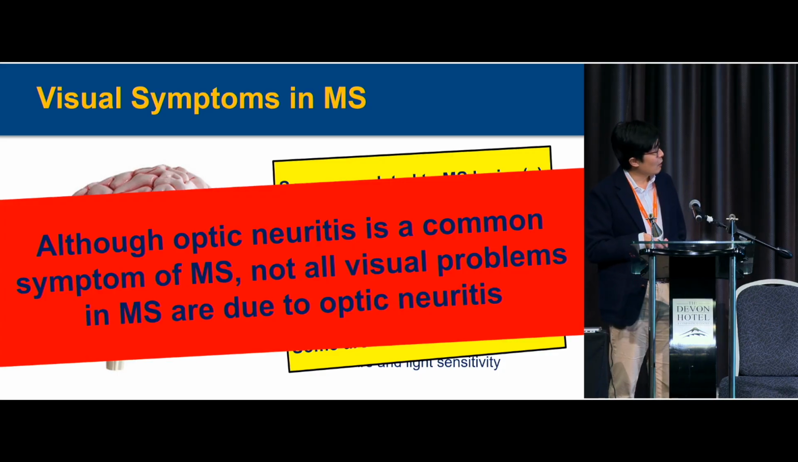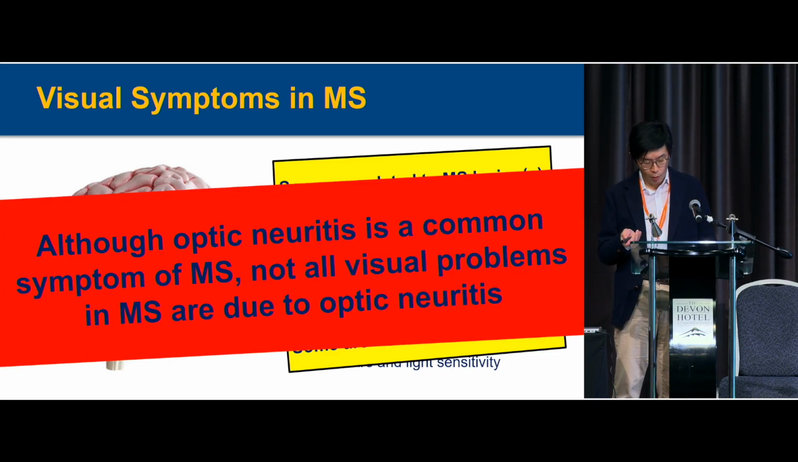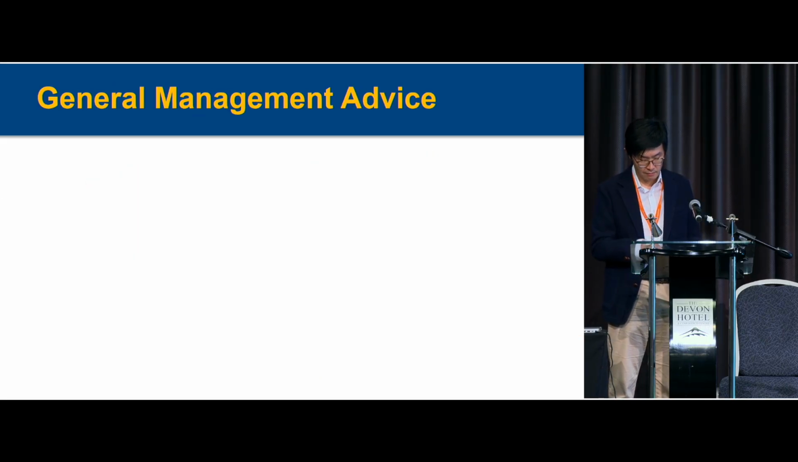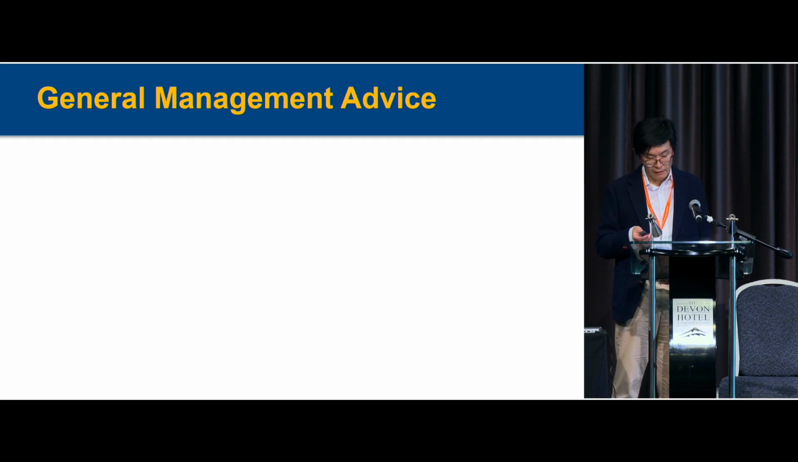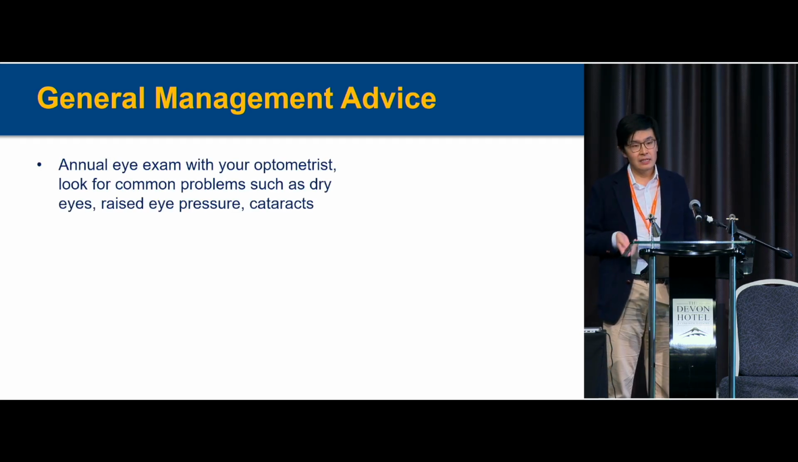So the main point I really want to make here is that although optic neuritis is a common symptom of MS, not all visual problems in MS are due to optic neuritis. So some general management advice. I think it's really important, because people can still develop other eye issues even if you have multiple sclerosis, to make sure you have your annual eye exam with your optometrist looking for really common problems such as dry eyes, raised pressure in the eyes, or even cataracts as well.